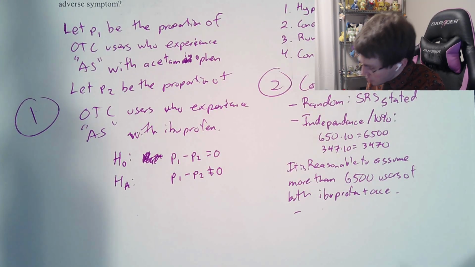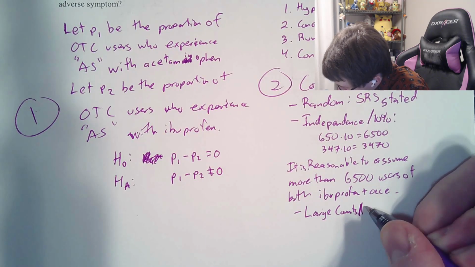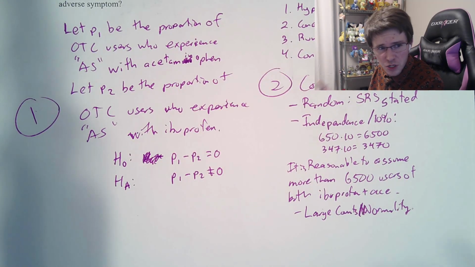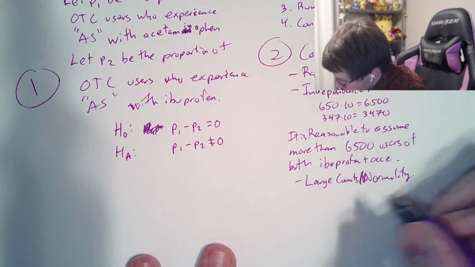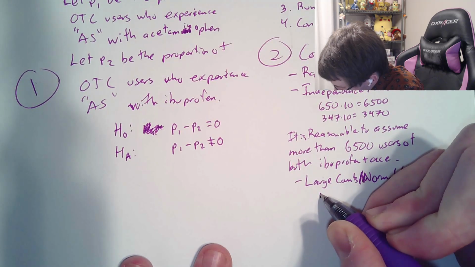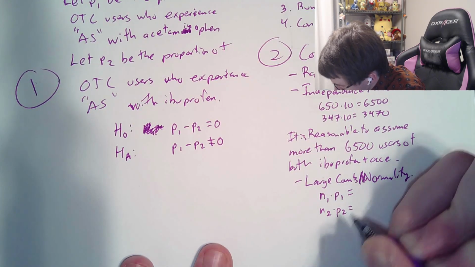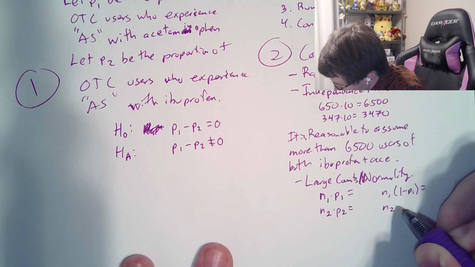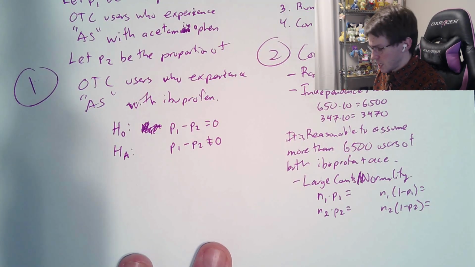And our very last one is our large counts / normality. Remember, in the means situation, you call it the central limit theorem / normality instead of large counts. But in this one, we need to do n1 times p1 equals, n2 times p2 equals, n1 times 1 minus p1 equals, and n2 times 1 minus p2 equals. All 4 of those must be bigger than 10.